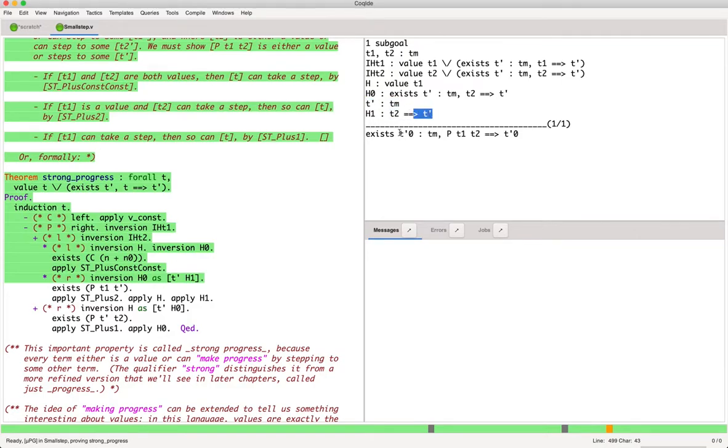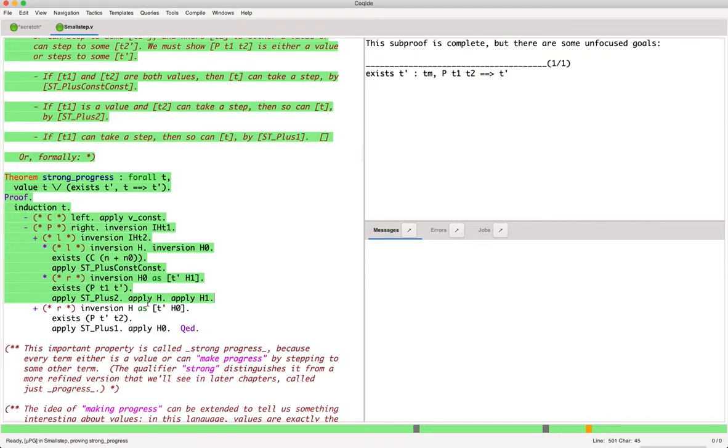And notice that they've renamed this T prime to avoid confusion, because we can't have two T primes in scope. So this one's now called T prime 0. And we know that this must be stepping to P T1, because that's already evaluated, T prime. So we can instantiate that and then use ST plus 2. And then we just have to prove the assumptions, which are that T1 was a value and T2 stepped to T prime. And the last case is very similar to that one we just did, except for the first argument instead of the second argument.